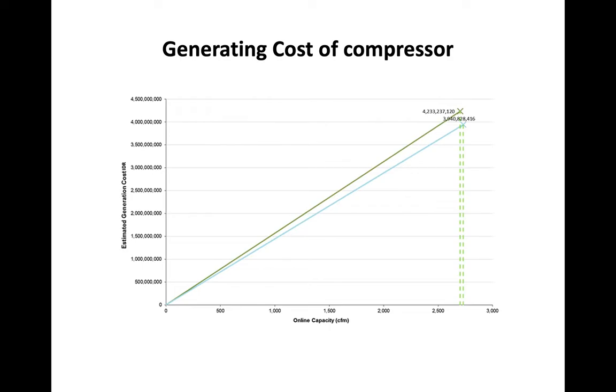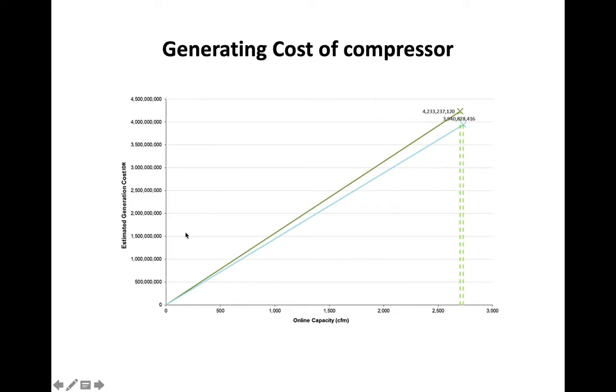If you run the compressor as business as usual, as it happens today, the cost to generate this compressed air per year is about 4.2 billion rupiah. But if you implement the energy efficiency measures I have proposed in this study, the cost will reduce to 3.9 billion rupiah. So it will save about 300 million rupiah.